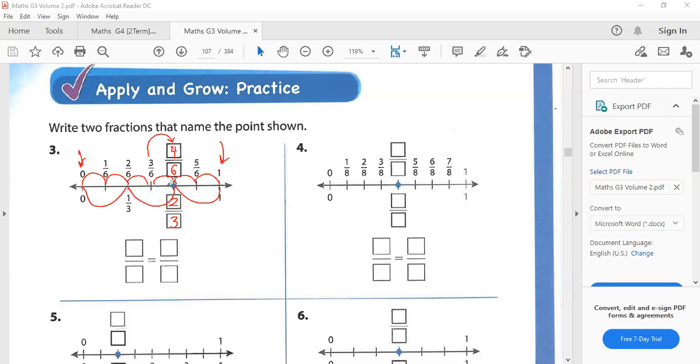So what are the equivalent fractions in red? 4 over 6, then 2 over 3. Excellent. Yes, Omar, thank you.